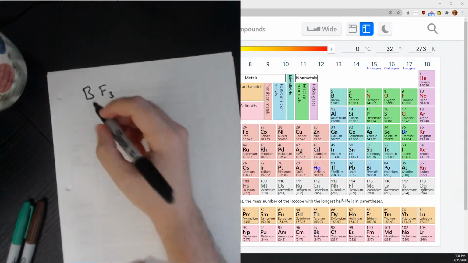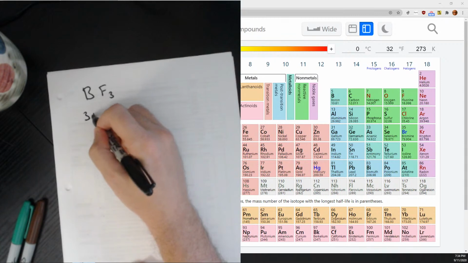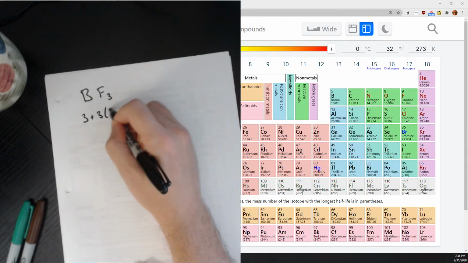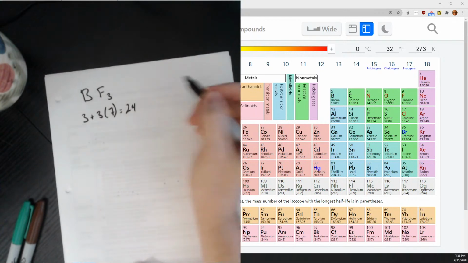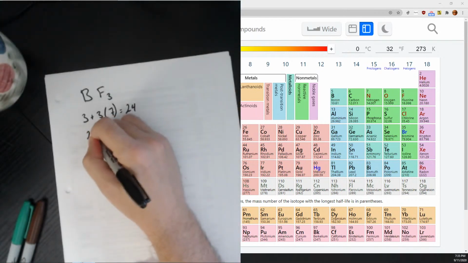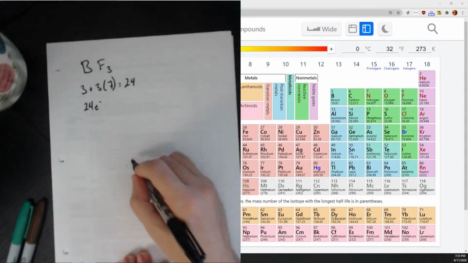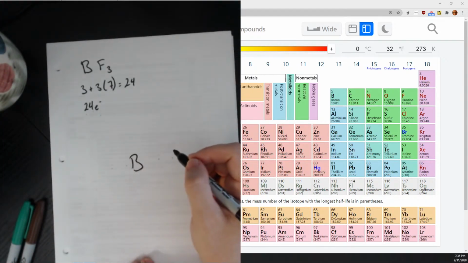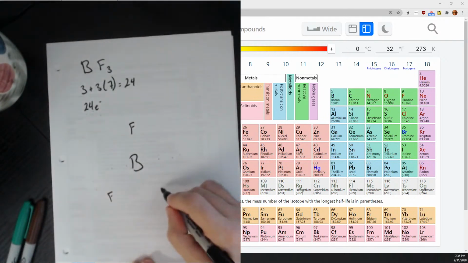All right. So boron, element number 5, gives us 3 valence electrons. Each of our fluorines gives us 7 for a total of 24. So we're looking at a pool of 24 electrons. Boron goes in the middle. Then we surround it with our fluorines.